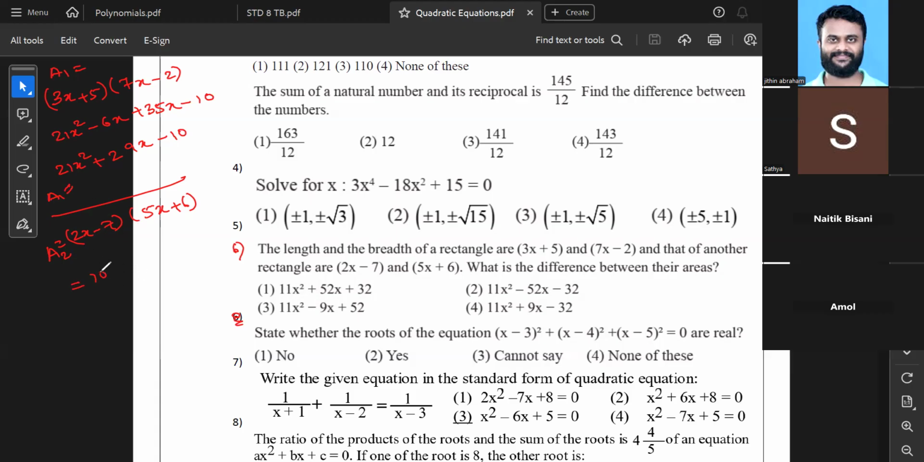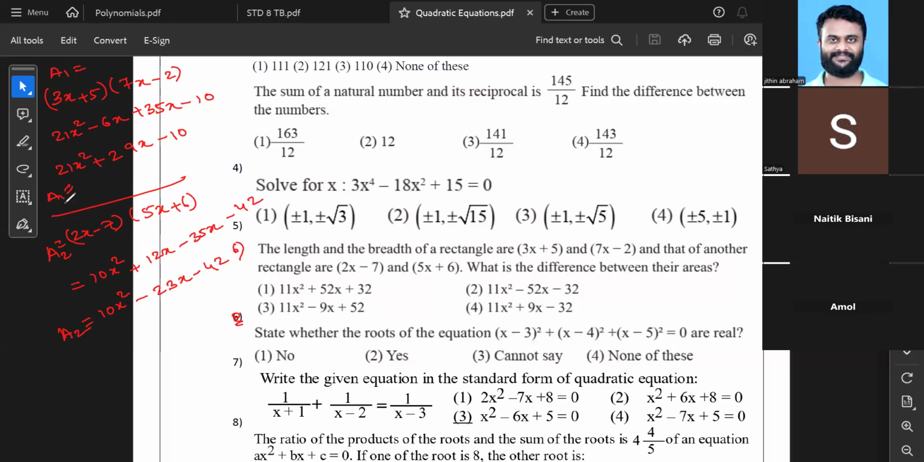2 into 5, it's 10x square. Then 2 into 6 is 12x. Then minus 35x minus 42. So that goes 10x square minus 23x minus 42. This is A2, the second area.